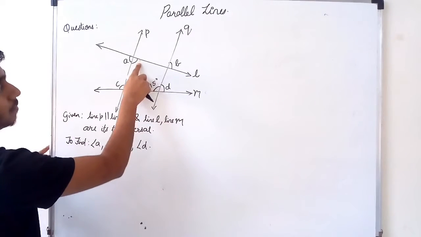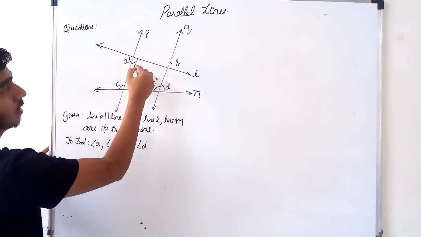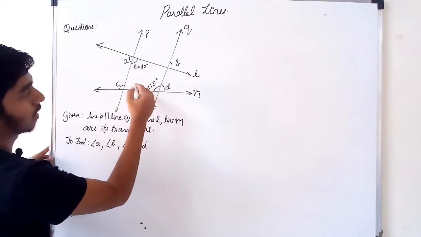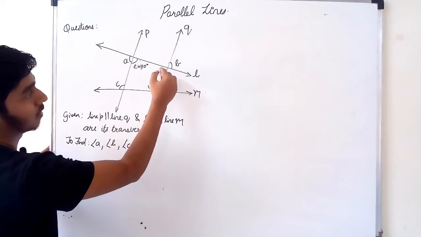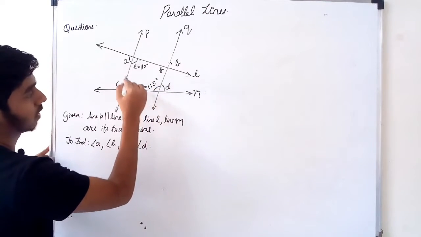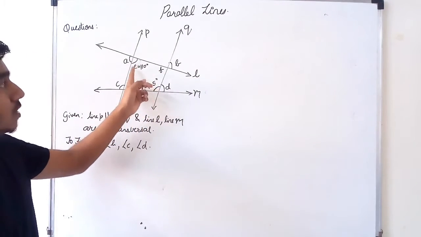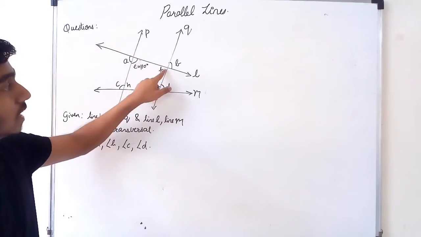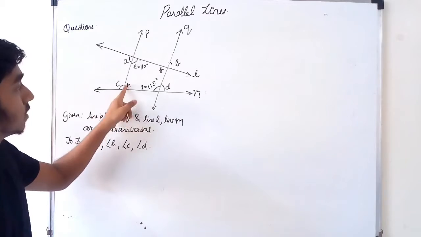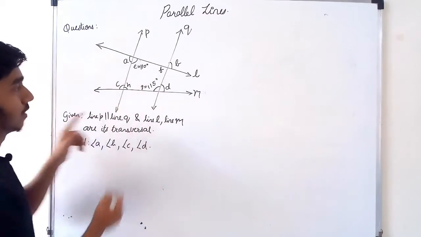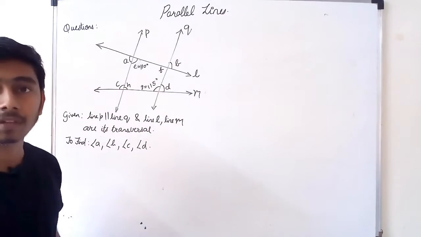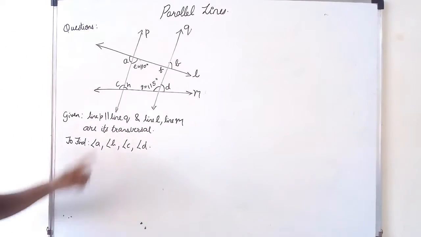First of all, let's name this as E equal to 110 degree, and this 115, let this be F, this be G, and this be H. So this is angle E, this is angle F, this 115 is angle G, and then this angle is H. So we have to find A, B, C, D. Let's see how we find.